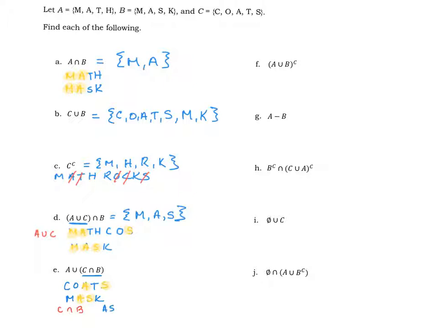Okay? So when I want to put my final answer of A union the intersection of C and B, I'm going to list the elements of set A, and that would include M, A, T, H, and then A and an S. Well, I already have the A. Looks like I'm going to have to add the S.